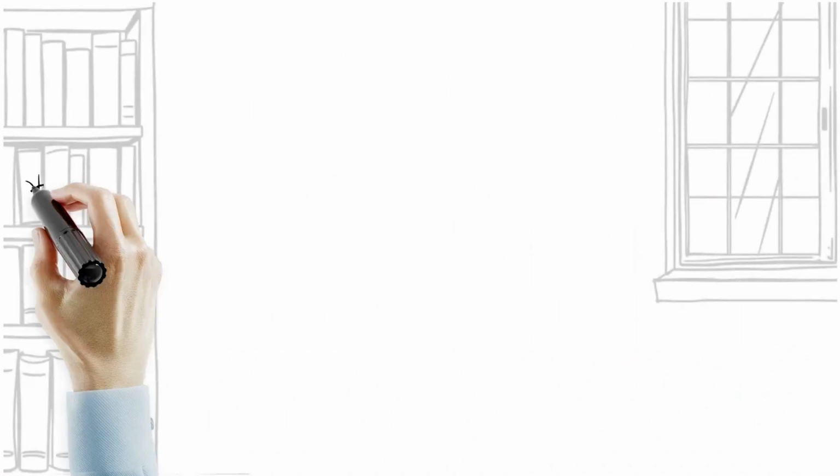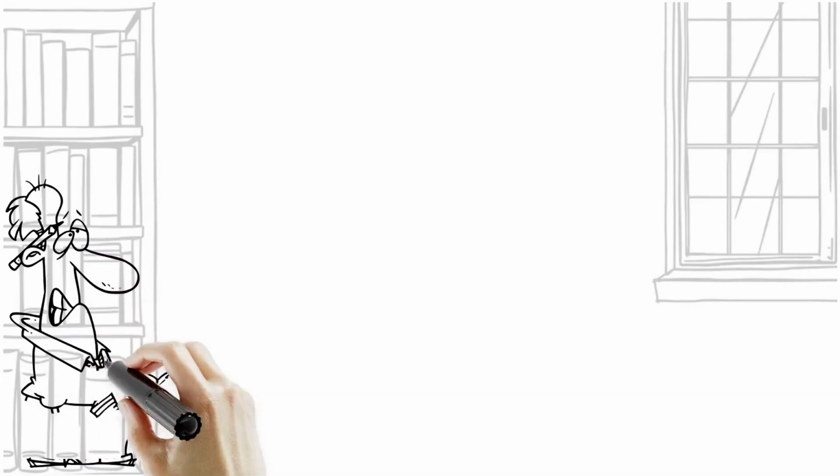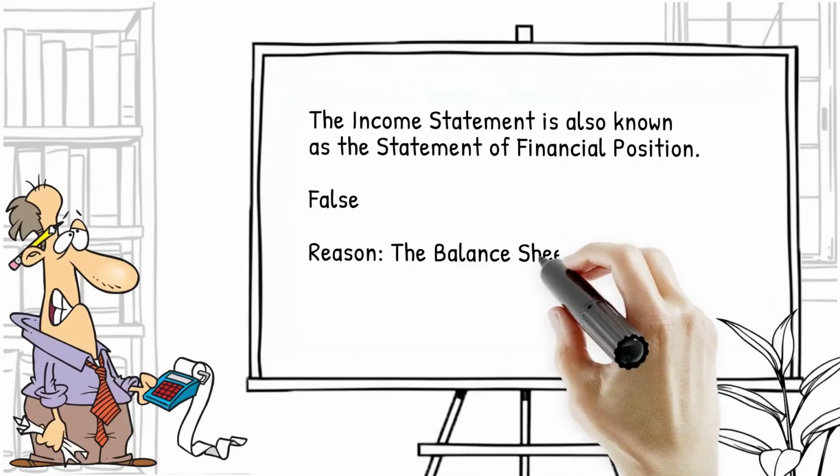The income statement is also known as the statement of financial position. False reason: the balance sheet is also known as the statement of financial position.